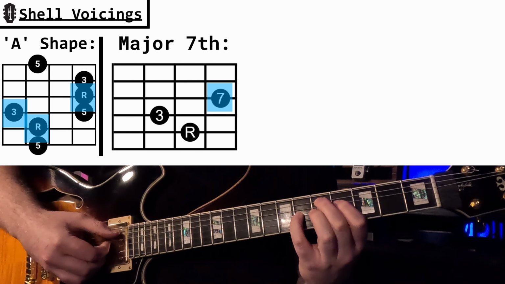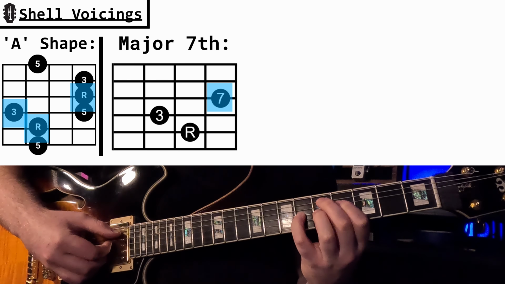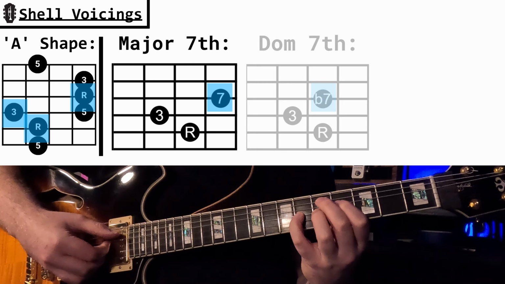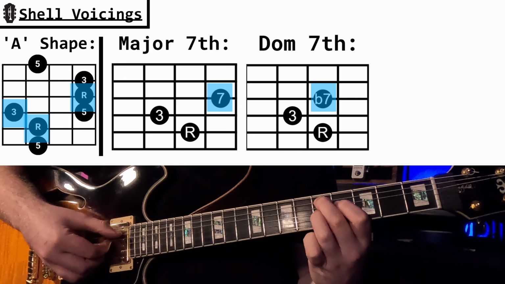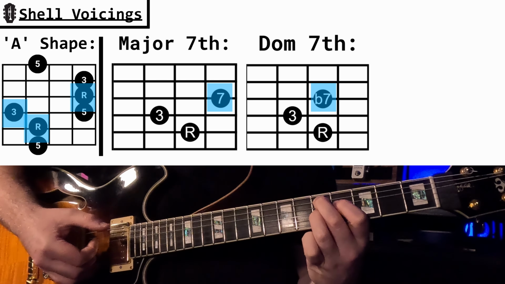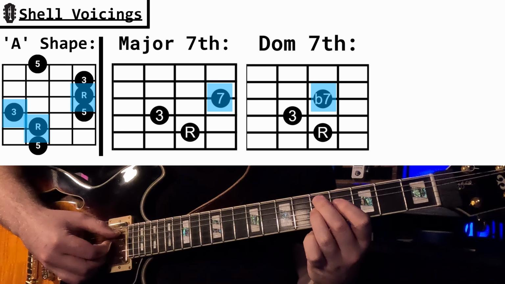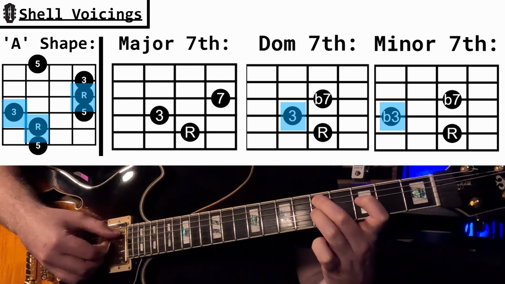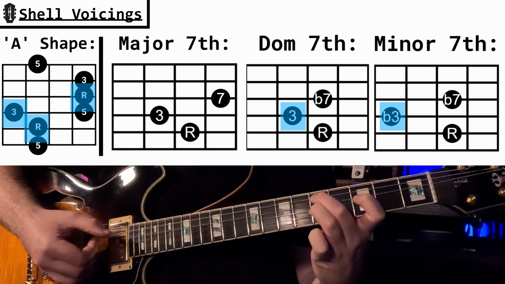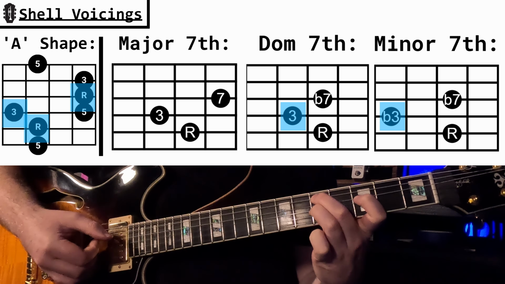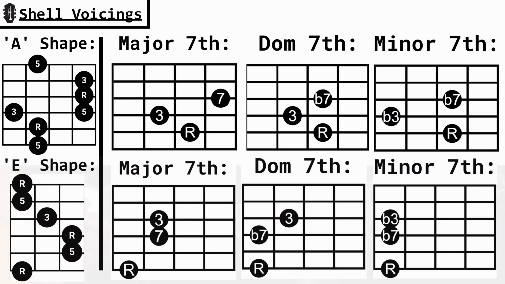Awesome. Okay, now to make our dominant 7th, you just lower the major 7th down 1/2 step. Cool. And now to make our minor form, we just lower the 3rd down 1/2 step like this. Cool. And that is both sets of strings and their shell voicings.